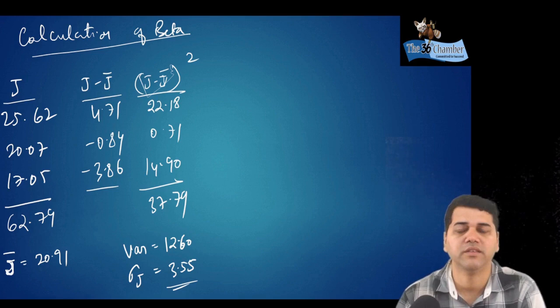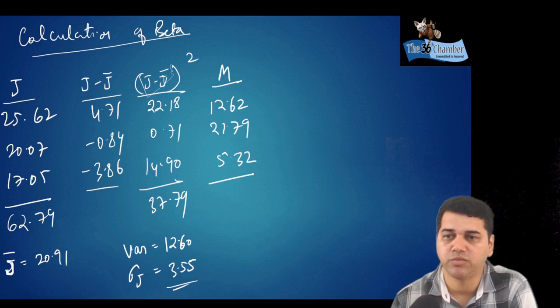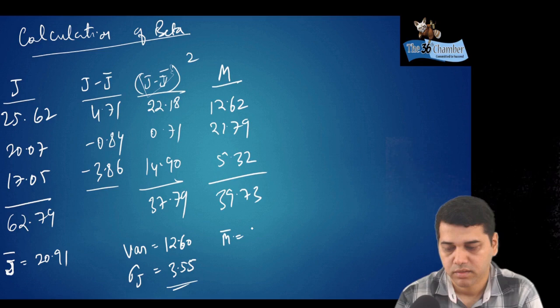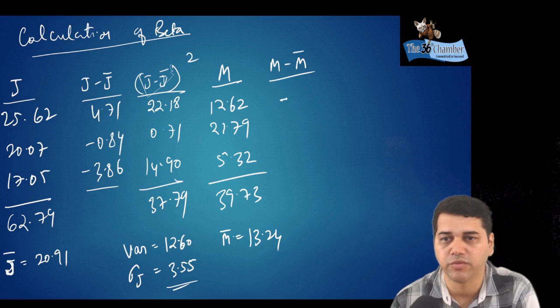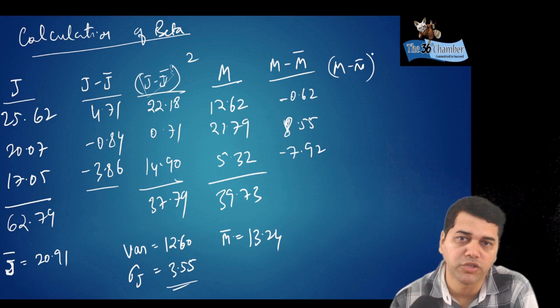Then you take M, market return. How much? 12.62, 21.79, 5.32, total 39.73. What is M bar? 13.24. Then M minus M bar: 12.62 minus 13.24 is minus 0.62, 21.79 minus 13.24 is 8.55, and 5.32 minus 13.24 is minus 7.92. Then you have to do M minus M bar whole square to find out standard deviation.